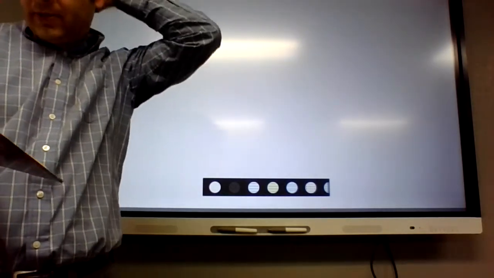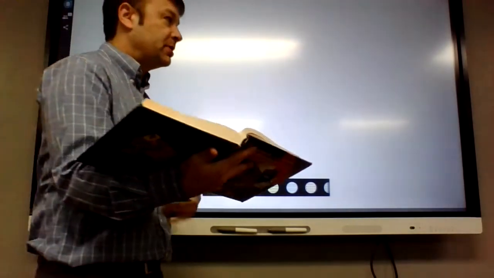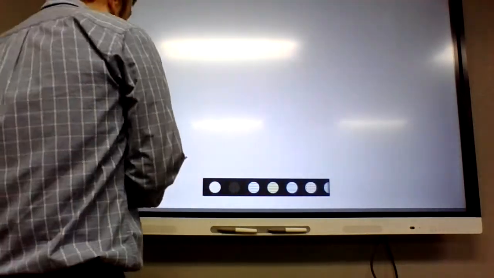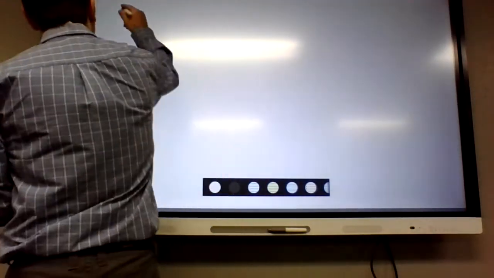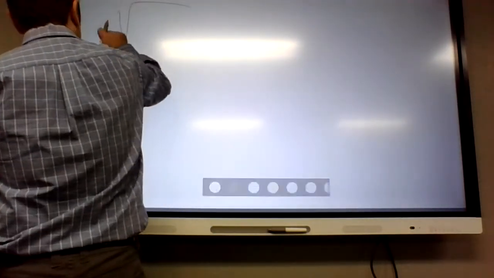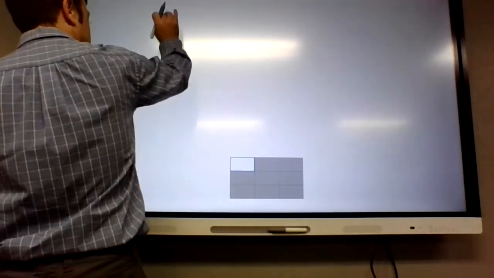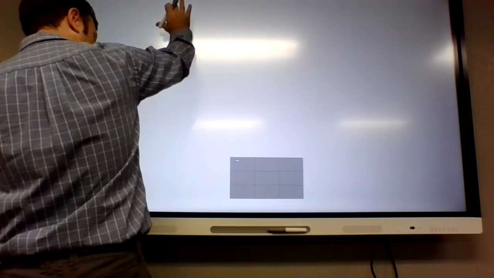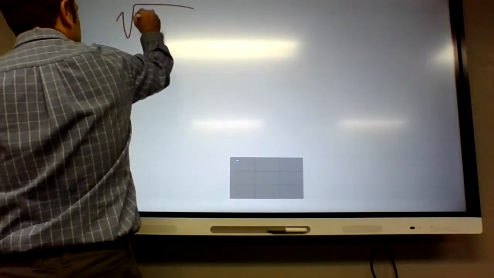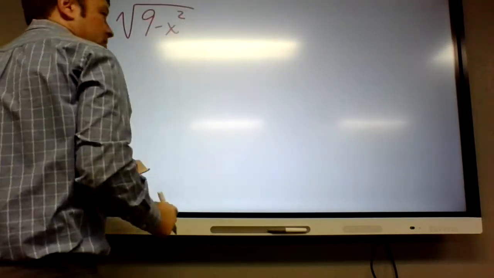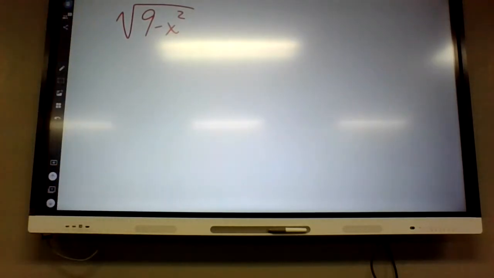Number 1, give the domain, range, and zeros of the function, square root of 9 minus x squared. Oh no, that's not what we want. Okay, what does domain mean? The x values. So let's figure out what x values would not work for this.